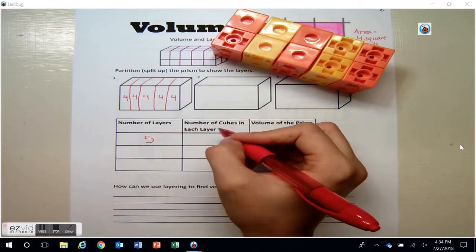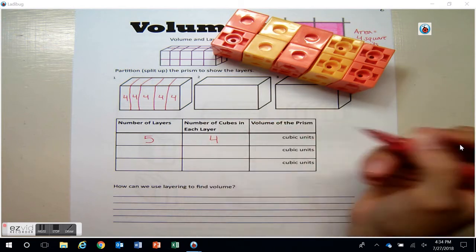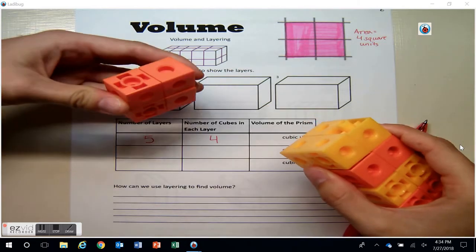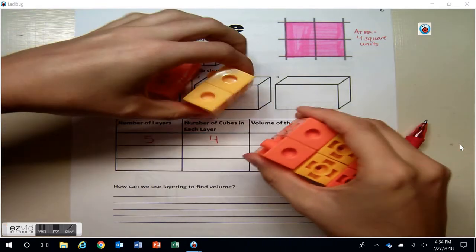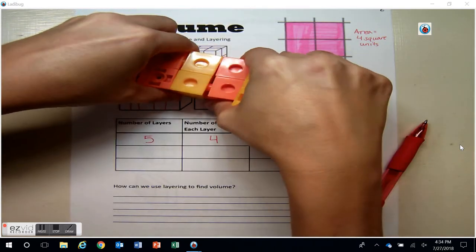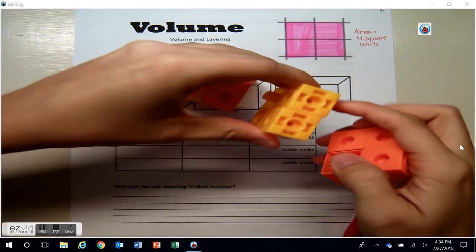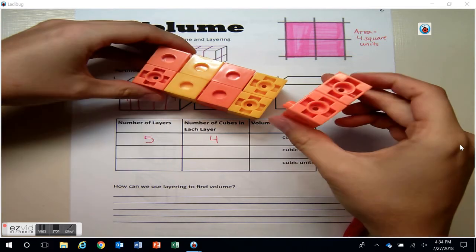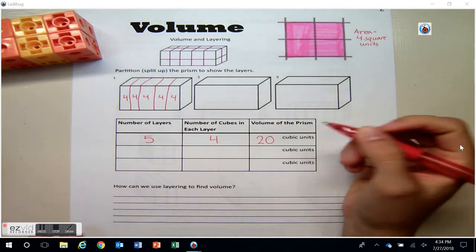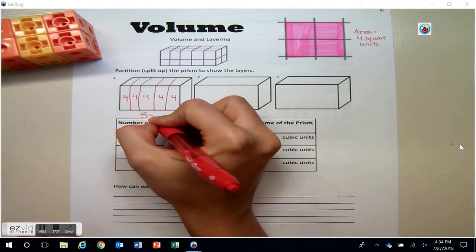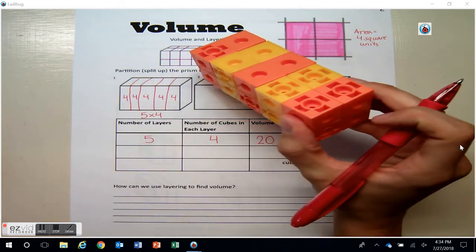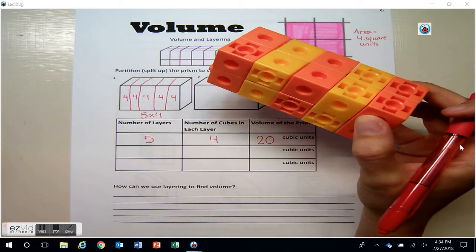Well, so we had 5 layers. Each layer had 4 cubes. Well, what was the total number of cubes? Let's see, we had 4. 4 plus 4 is 8. 8 plus 4 is 12. 12 plus 4 is 16. And 16 plus 4 is 20. A faster way to have done that would have been 5 times 4, because we have 5 layers or 5 groups and each one had 4 cubes in each one.